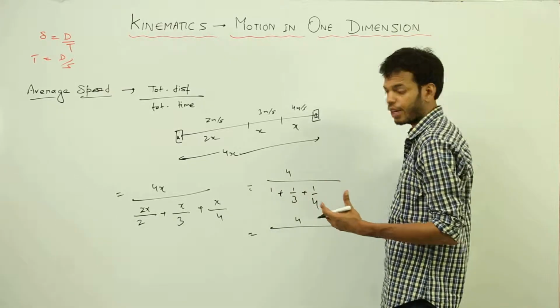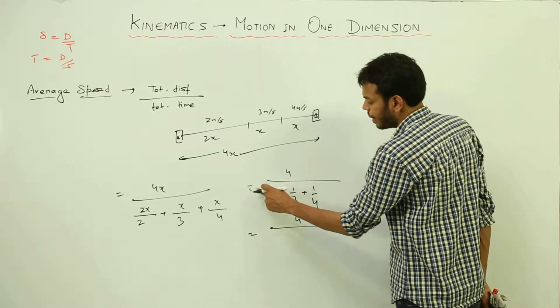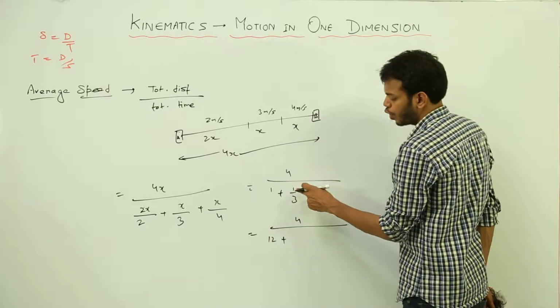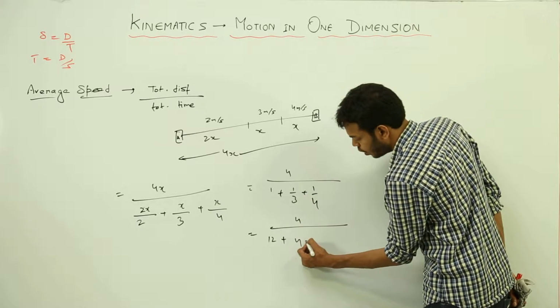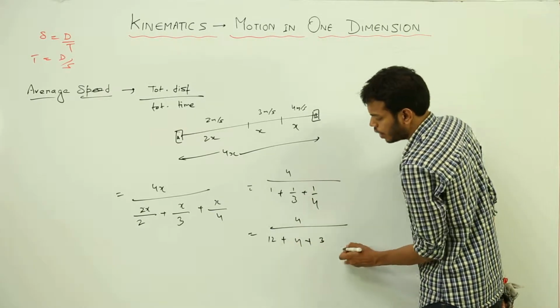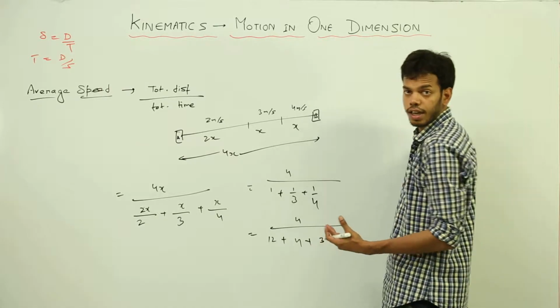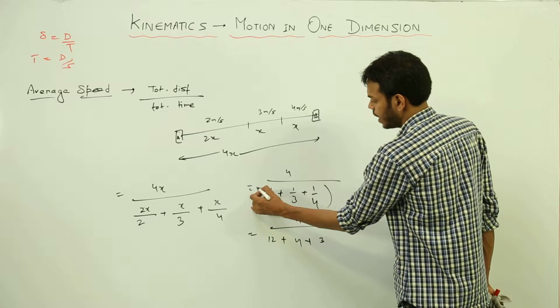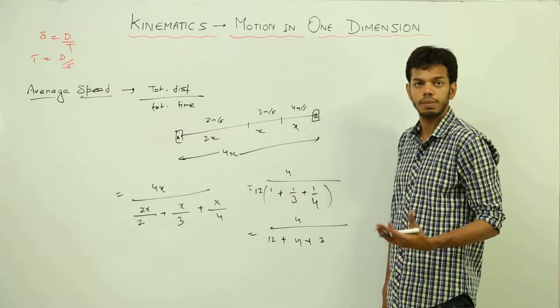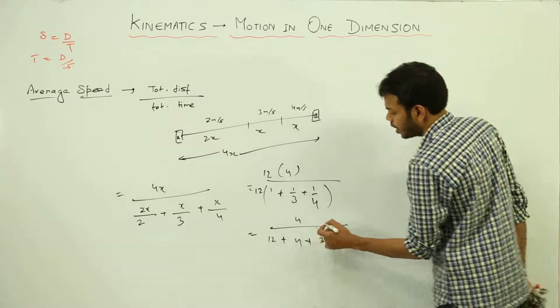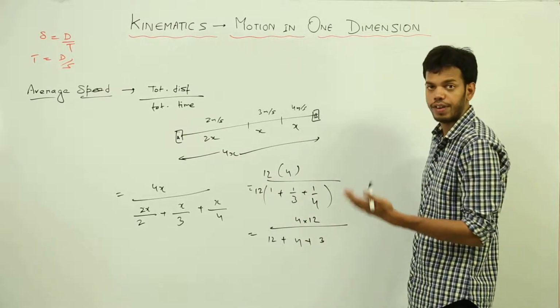There are two methods of doing it. How do we do it? Multiply by 12. Multiplying 12 here, what do I get? 12 upon 3 is 4. Multiplying 12 here, 12 upon 4 is 3. What we have done is multiplied 12 here. So can we just multiply 12? No, we can't do this, but we can do this. So into 12. This is the way.